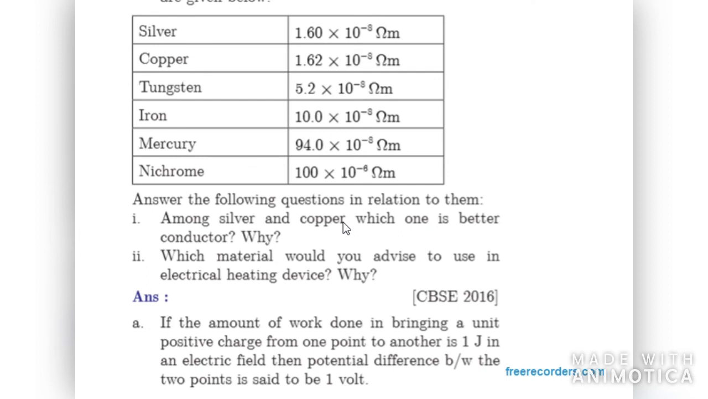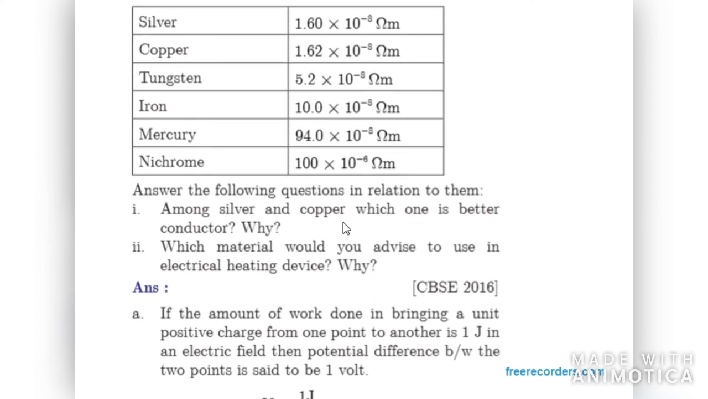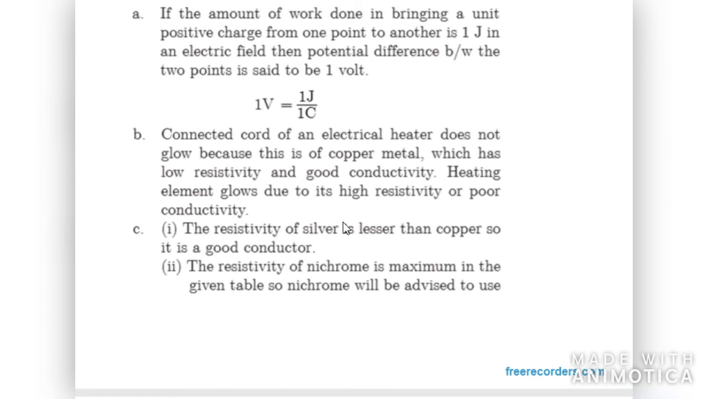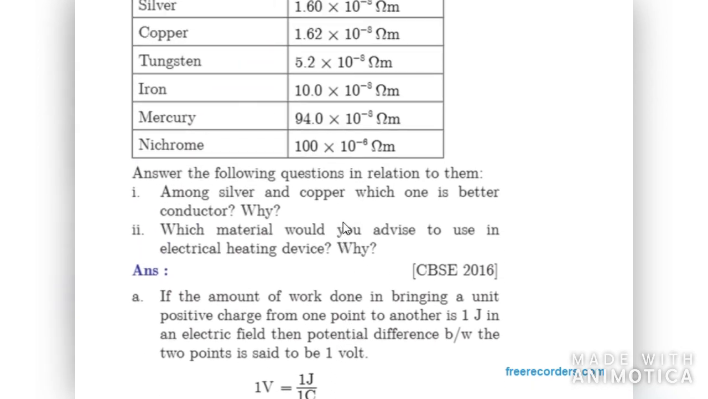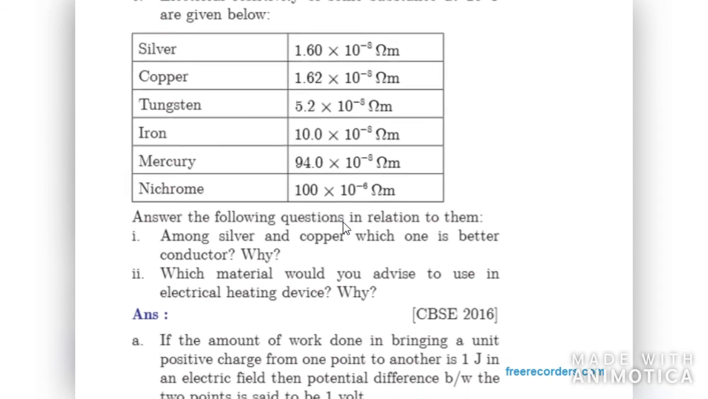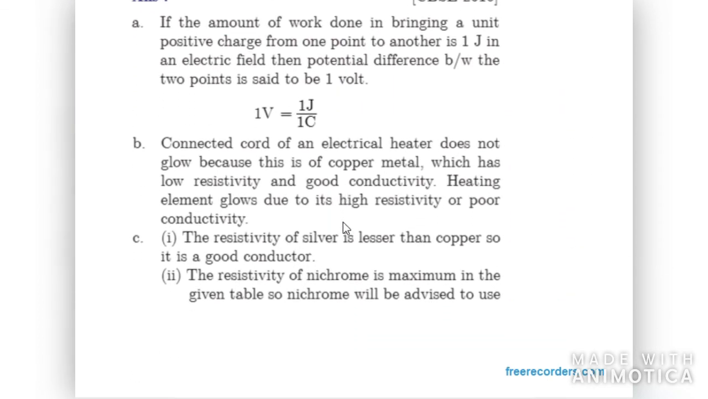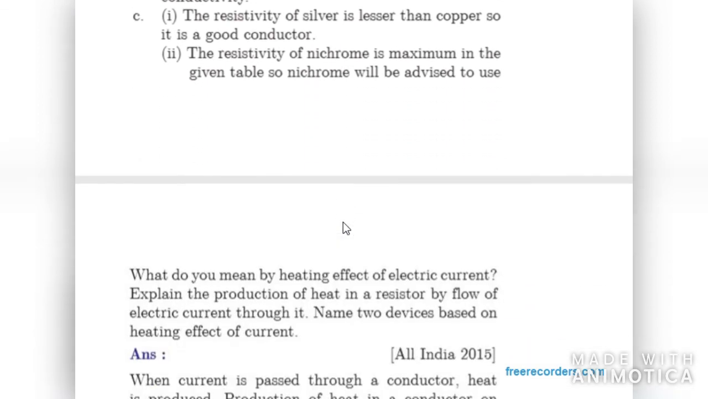Now second part it says which material would you advise to use in electrical heating device. So in electrical heating devices it is recommended to use nichrome as the resistivity of nichrome here is maximum. So you can make use of nichrome in electrical heating devices. Now moving on to next.